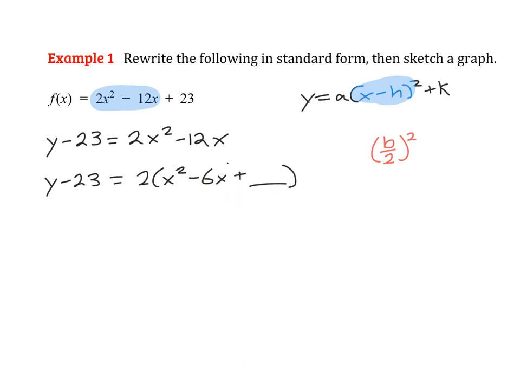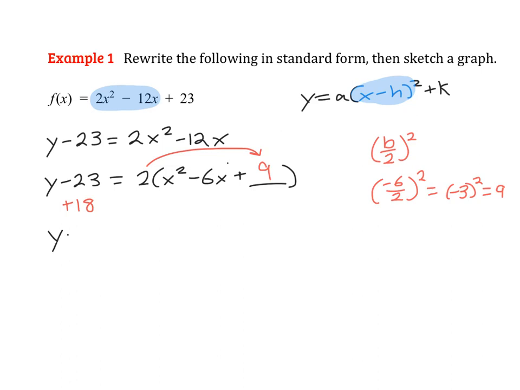I see here that my b value is negative 6. So I have negative 6 divided by 2, and then I'm going to square it, which becomes negative 3 squared, which is positive 9. Now this next step is a step that a lot of people forget. Remember, this is an equation, and if I do something on one side of the equation, I need to do the same thing on the other side. This one is a little extra tricky because it looks like we added 9, but since we added 9 inside this group, which is being multiplied by 2, we actually added 18. So I need to add 18 to the other side of our equation.